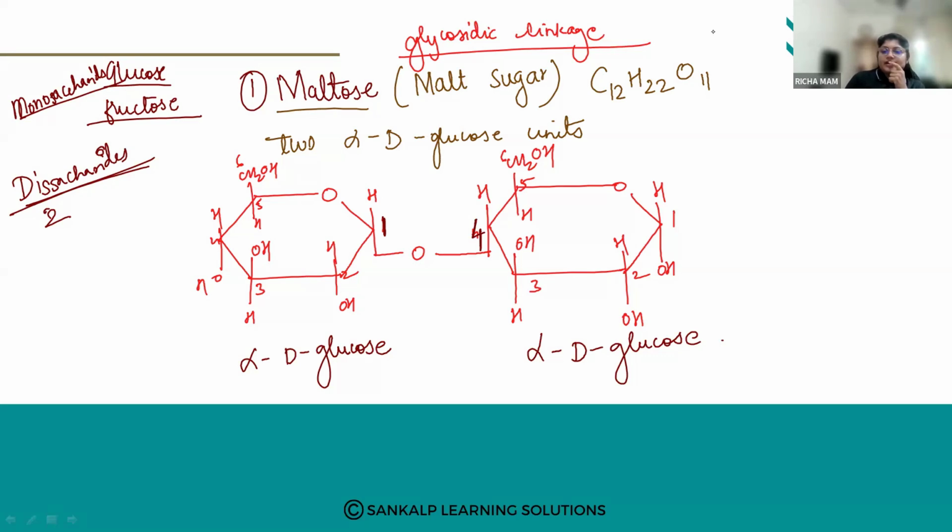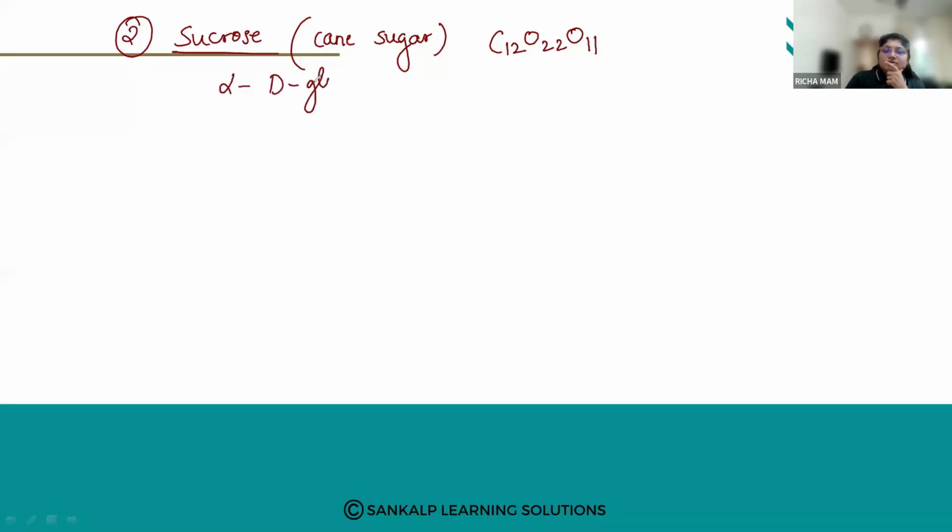The next disaccharide for you is sucrose. Sucrose is also a disaccharide. It is also called cane sugar. The formula is C12H22O11. So what does sucrose consist of? Sucrose consists of alpha D glucose and beta D fructose. These are the units present in sucrose.